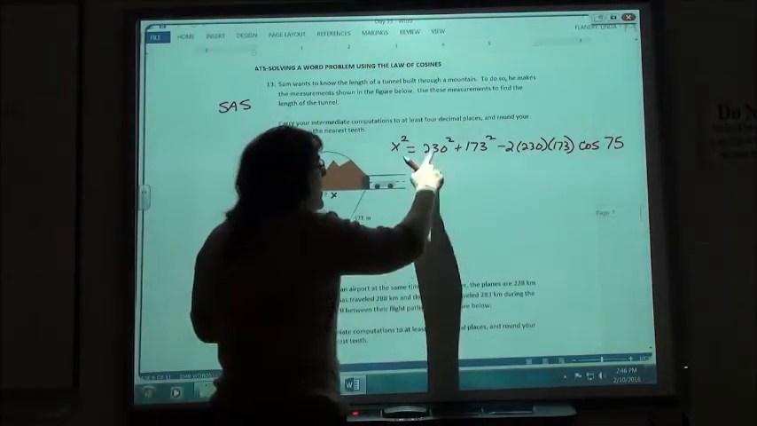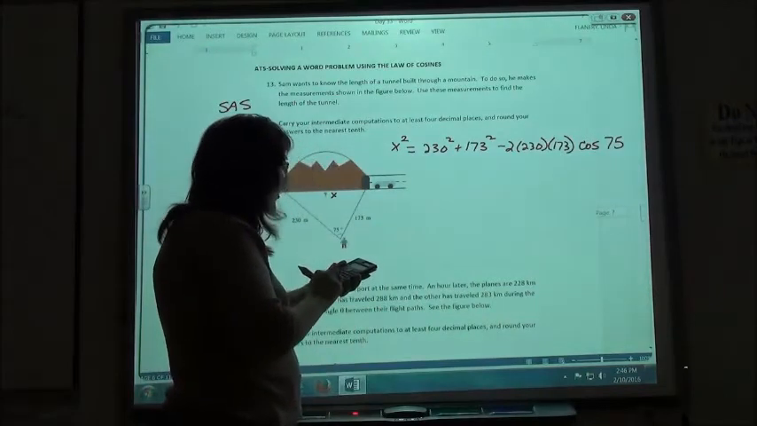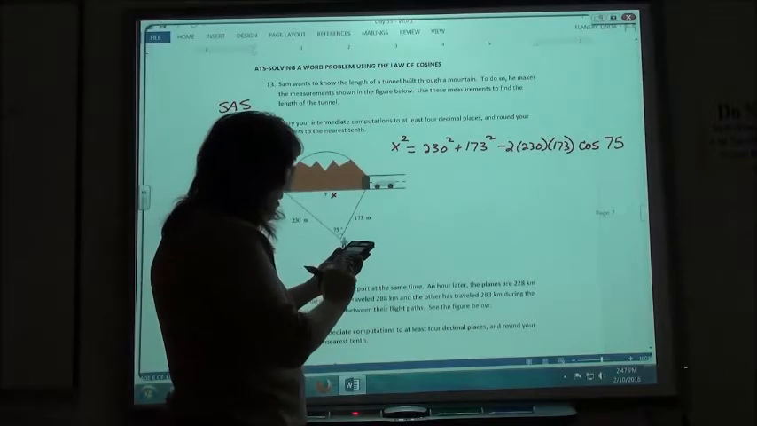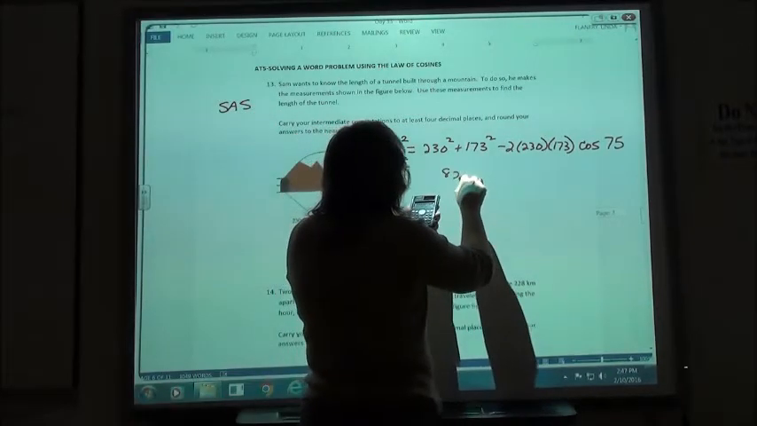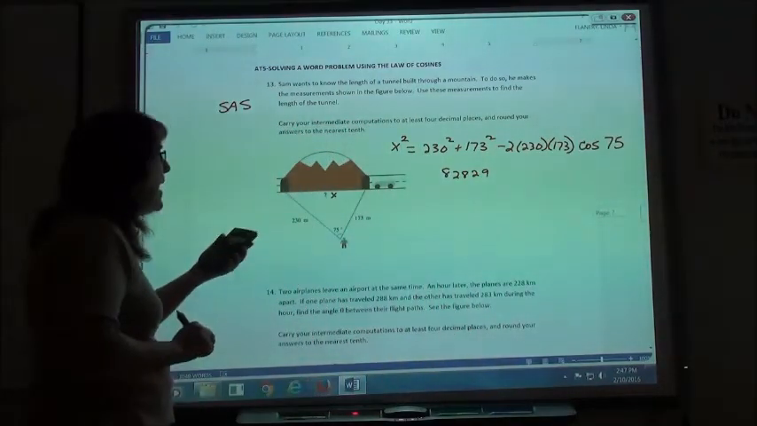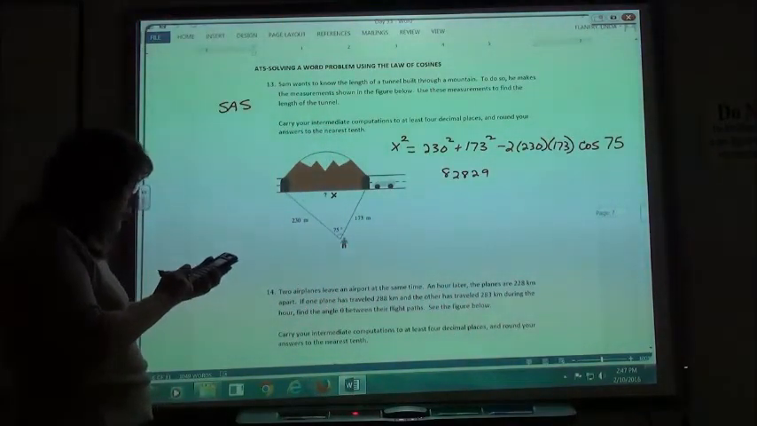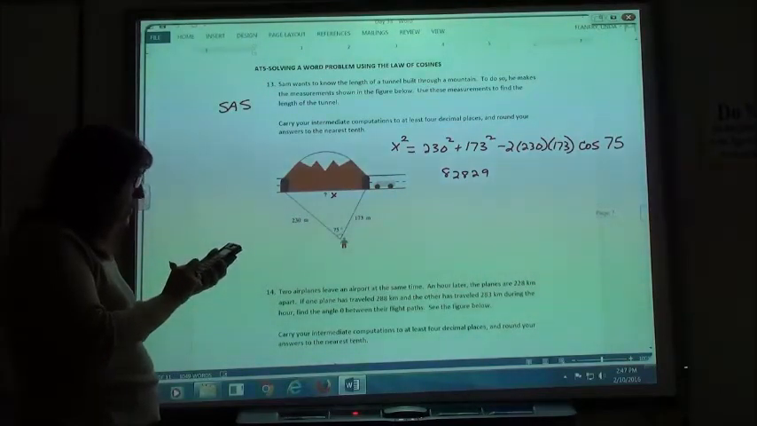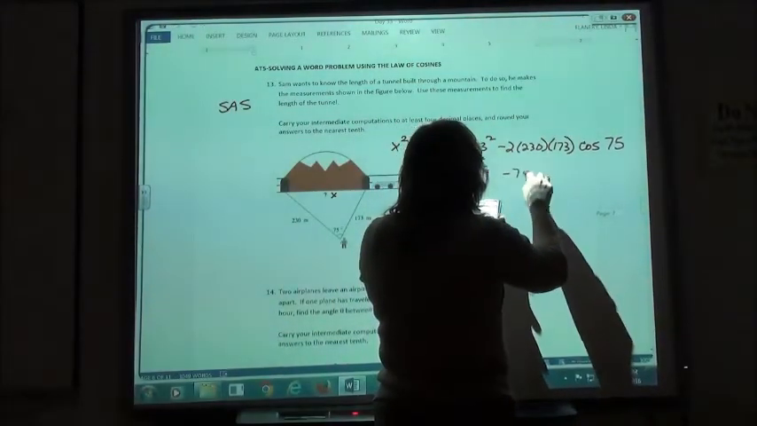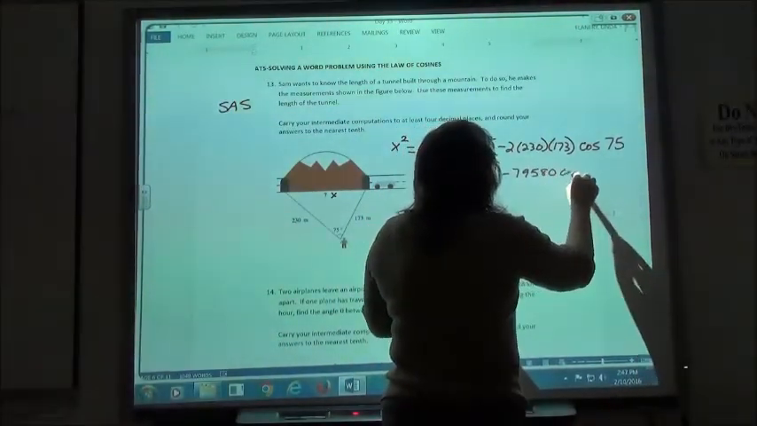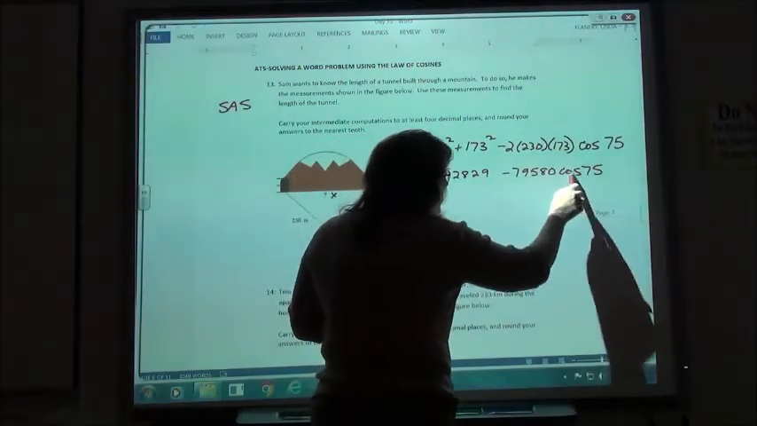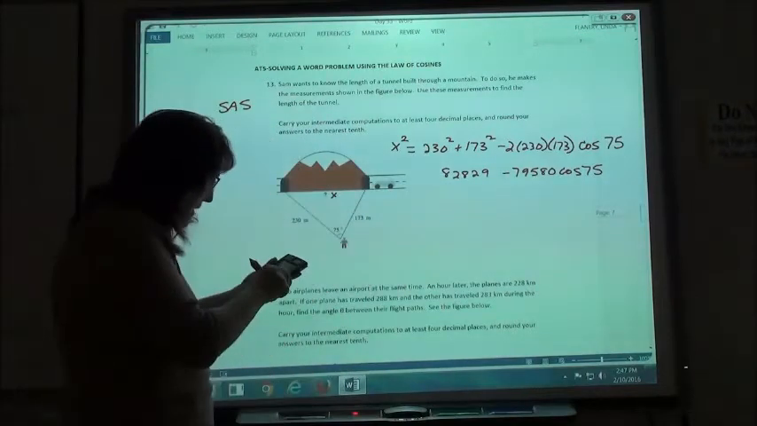So solving that, again, I'm going to put these two together first. So 230 squared plus 173 squared would give me 82,829 minus 2 times 230 times 173 gives me minus 79,580 cosine of 75. Now here you can't subtract that first because this is times this. So punch it all in at once then.